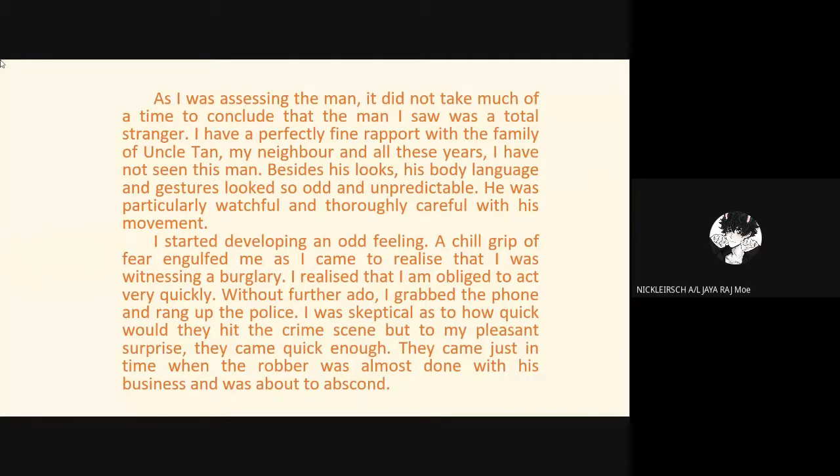I started developing an odd feeling. A chilling grip of fear engulfed me as I came to realize that I was witnessing a burglary. I realized that I was obliged to act very quickly. Without further ado, I grabbed the phone and rang up the police.